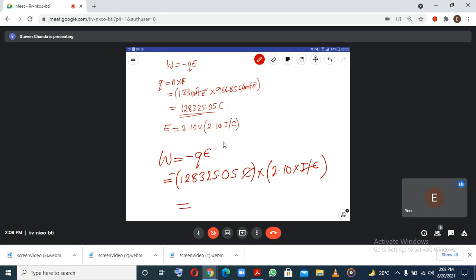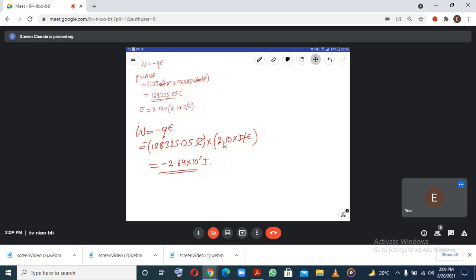So you're going to get negative 2.69 times 10^5 joules. So what does this tell you? So what we are looking at here is the actual work that this particular cell did. Next time we'll look at the expected, and then we can find the efficiency.